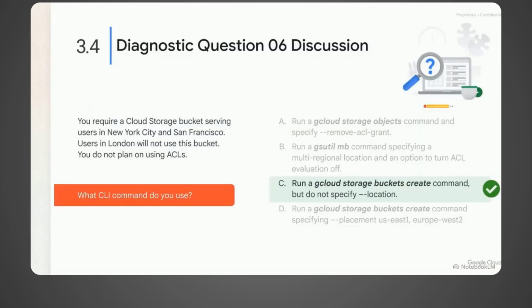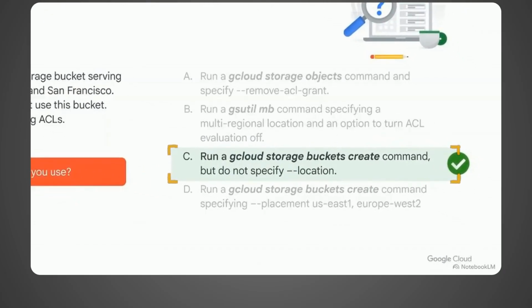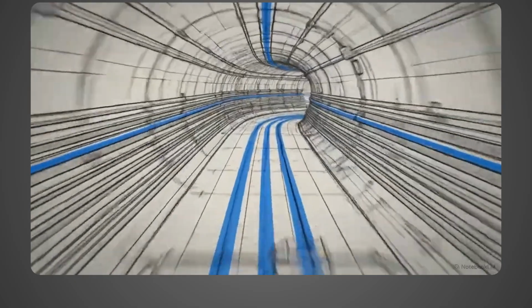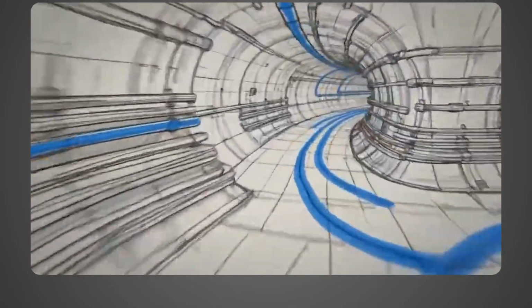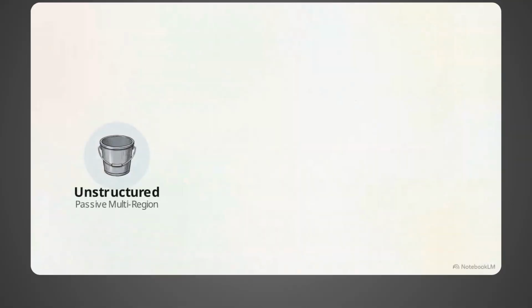Diagnostic Question 06 tests the specific CLI command needed to execute this geographic storage requirement. Option C provides the correct deployment method, running the gcloud storage buckets create command, but intentionally omitting the --location flag. The operational logic relies on defaults. Omitting the location flag creates a multi-region bucket in the US by default. Engineers must deeply understand these default behaviors, as the system will apply its own routing logic when flags are left out.